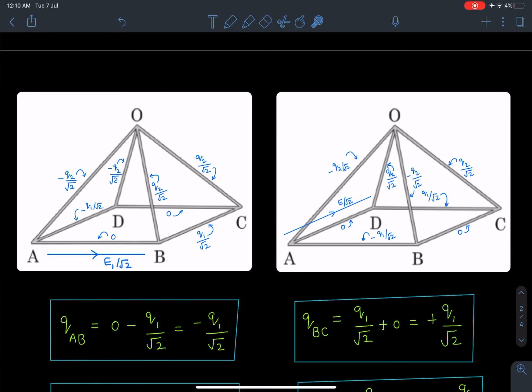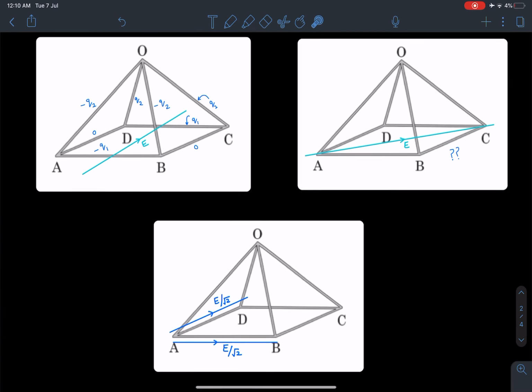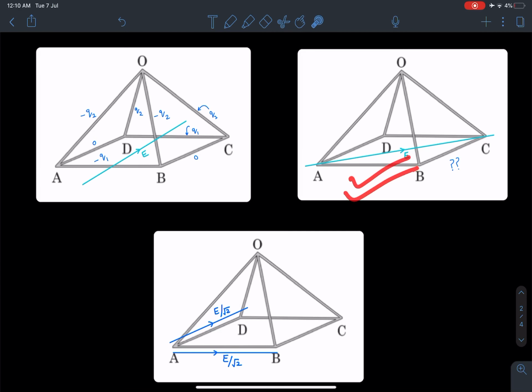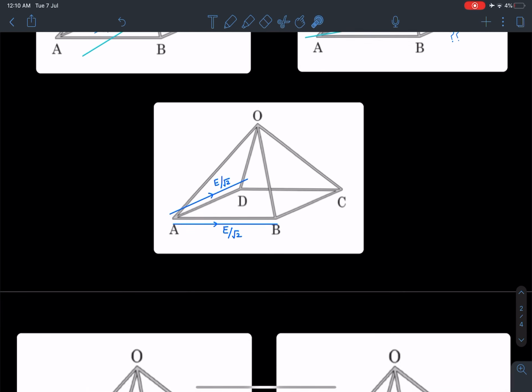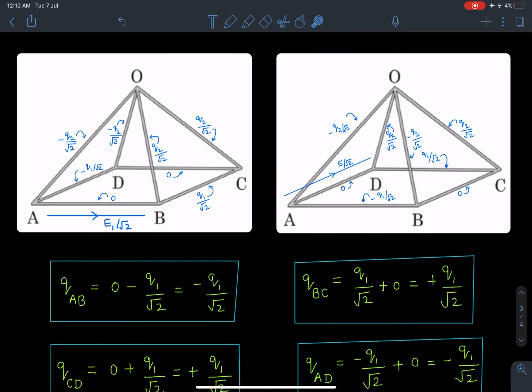So we have individually seen the effect of field E1 by root 2 along AB and field of E by root 2 along AD. Now when we want the combined effect of this one, when it was along E, all we need to do is just add these two diagrams so that resultant field will become along AC. So we are going to add corresponding charges also. So QAB, we want to calculate charge on this rod AB. So from first diagram it is 0 and from second diagram it is minus Q1 by root 2. So 0 minus Q1 by root 2 is going to give us minus Q1 by root 2.